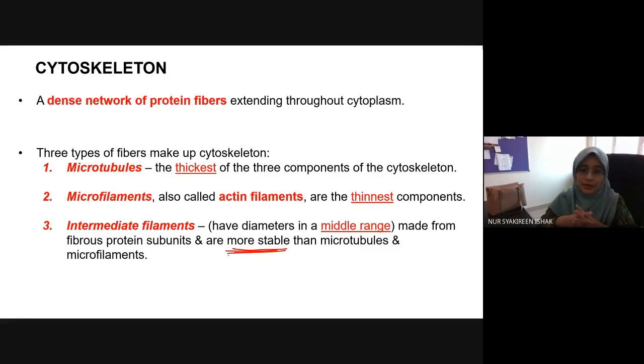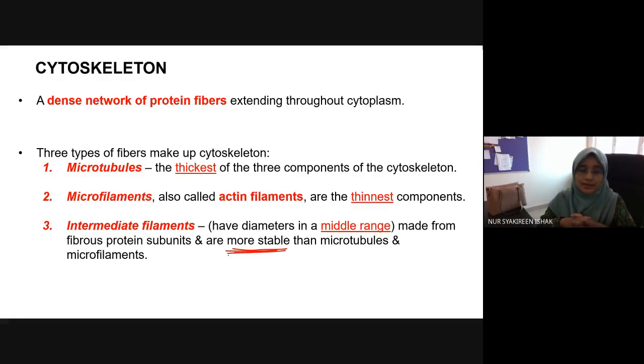All right. So there are three types of cytoskeletons. The first one is the microtubules. The microtubules have the thickest diameter of the other two cytoskeletons. And then the microfilament, also known as the actin filament, is the thinnest component. The most common place where you can find microfilament is in the muscle cell. So it is involved in muscle contraction, and that is one example of microfilament.